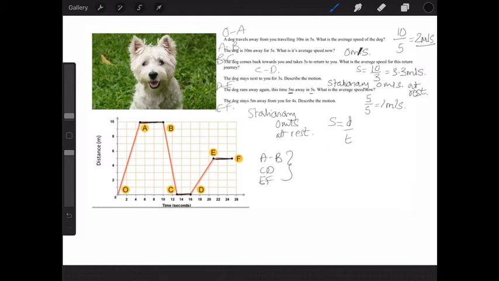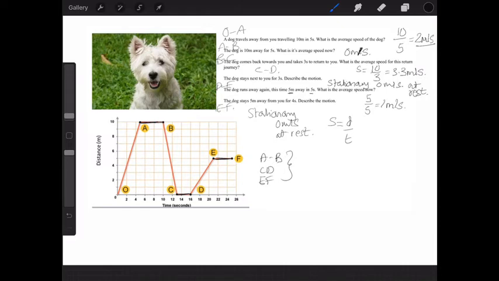This means there is no change of distance while time is moving on. The distance isn't changing. So from A to B, the dog was 10 metres away from me and it stayed there, in this case for 5 seconds. Between C and D, the dog was next to me, stationary, for 3 seconds.